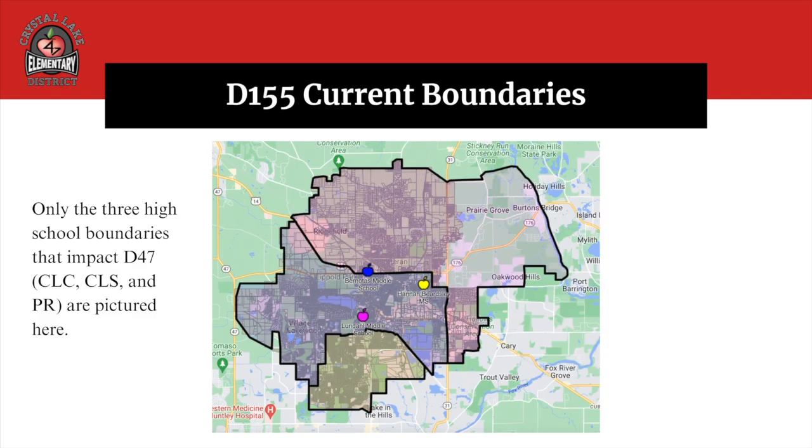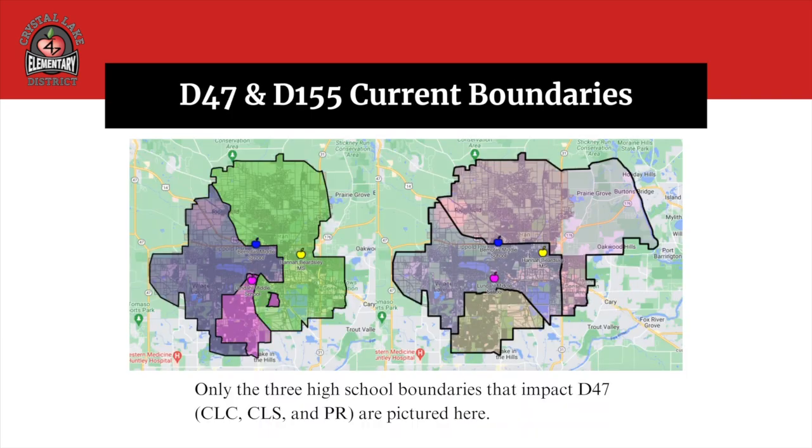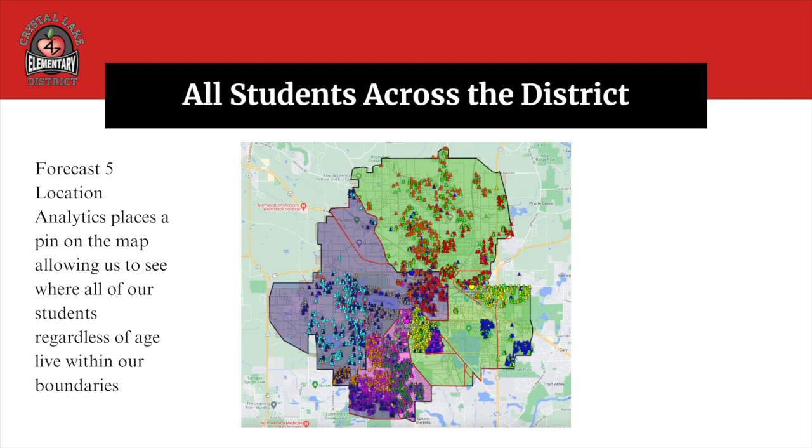This slide shows the District 155 boundaries. And then finally, we have a side-by-side so people can see the difference. Of note, for the District 155 boundaries, only the 3 high schools that come into our boundaries are on this map. We do not include Cary Grove. On the next slide, we see the population of all of our students within our middle school boundaries.